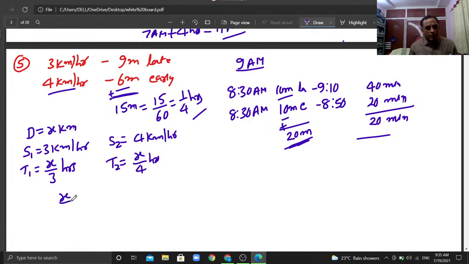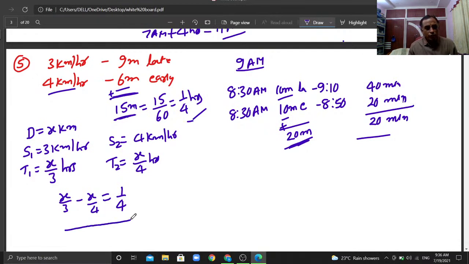So according to the question, x by 3 minus x by 4. This is the difference between the two days' journey time, which is equal to 15 minutes. 15 minutes equal to 1 by 4 hour. So x by 3 minus x by 4 is equal to 1 by 4. Now simplify the equation.